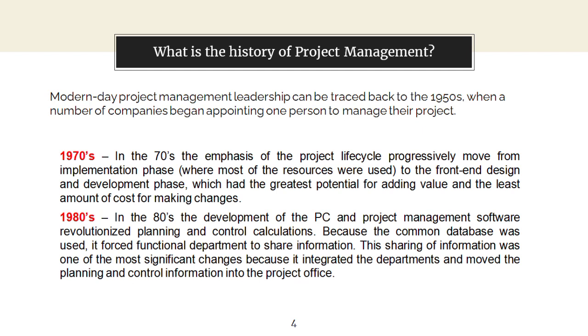In the 1970s, the emphasis of the project lifecycle progressively moved from the implementation phase, where most of the resources were used, to the front-end design and development phase, which had the greatest potential for adding value and least amount of cost for making changes. In the 1980s, the development of the PC and project management software revolutionized planning and control calculation. Because a common database was used, it forced functional departments to share information. This sharing of information was one of the most significant changes because it integrated the departments and moved the planning and control information into the project office.